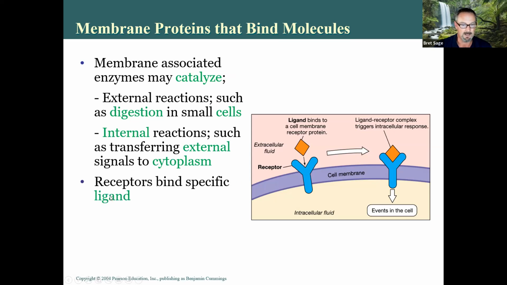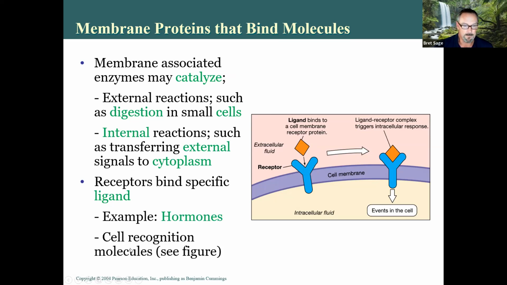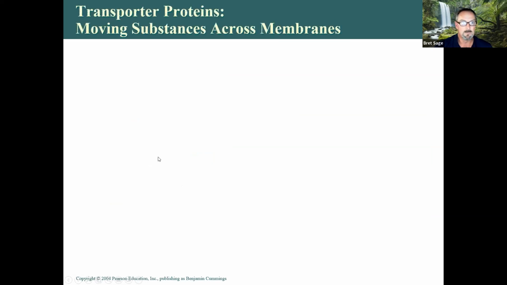Receptors bind specific ligands. Notice that they have the exact same shape. If the receptor is not the same shape as the ligand, it will not bind and nothing will happen. A good example of a ligand is a hormone. Cell recognition molecules we will be looking at later, and I showed you a figure earlier on.